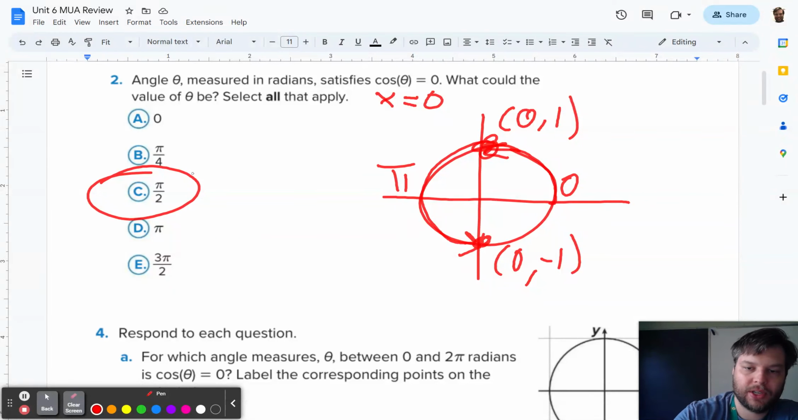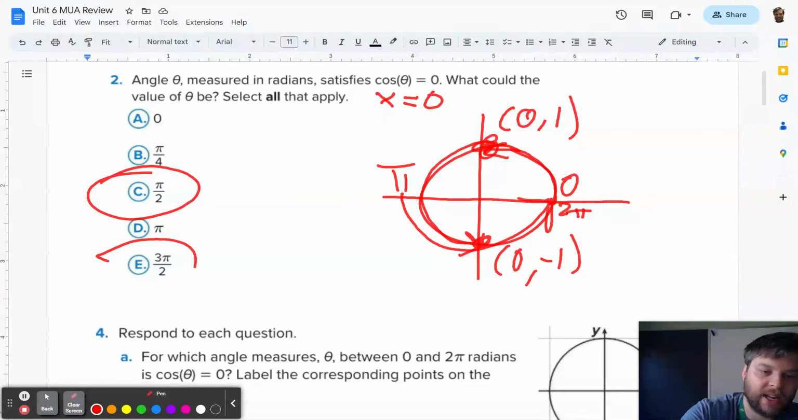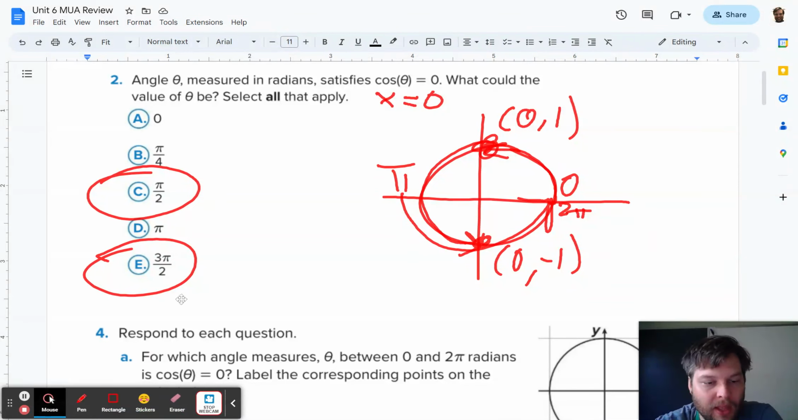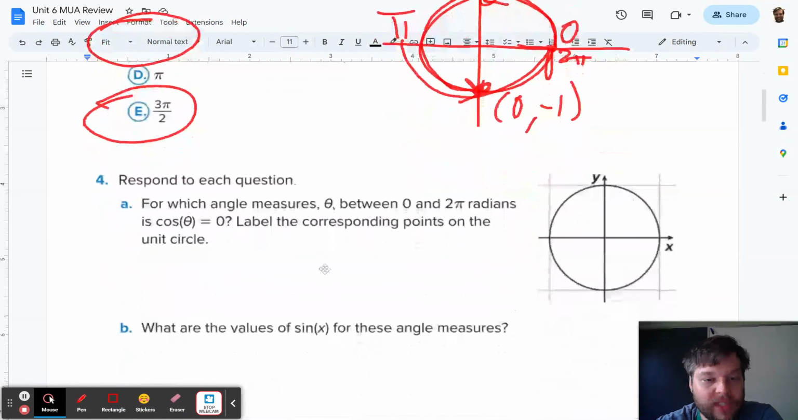The other option is this one down here on the bottom. Between 1 pi and 2 pi is 1.5 pi. Because 3 over 2 is equal to 1.5, that's why that's the other option. Okay? Now, we just did this question.